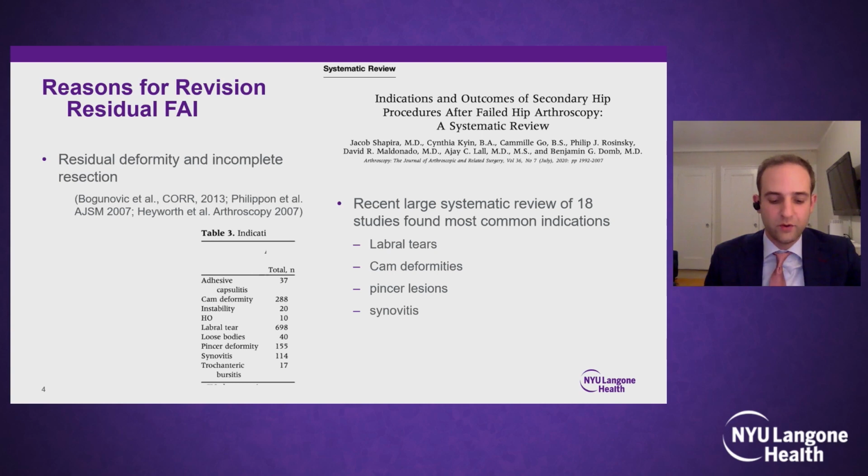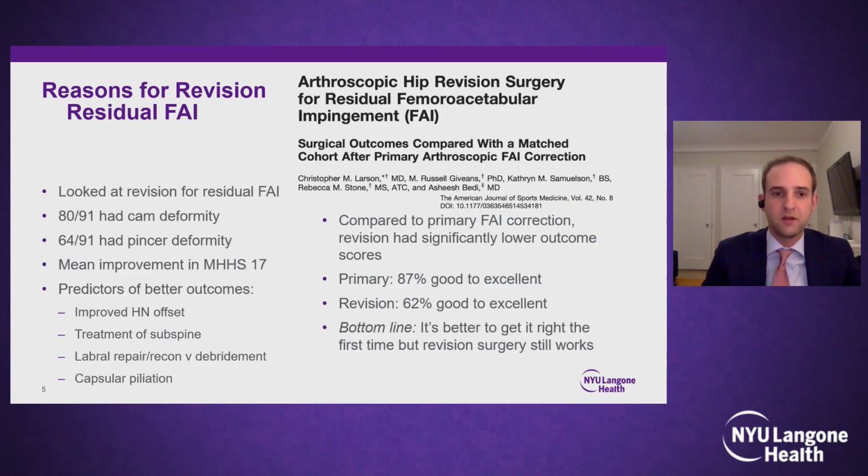So for reasons for revisions, which we'll move on to now, multiple studies have shown that residual deformity and incomplete bony resection are the main causes of failure of hip arthroscopy. A large systematic review published recently reviewed this and found labral tears, cam deformity, pincer lesions, and synovitis were the leading indications for revision hip arthroscopy.